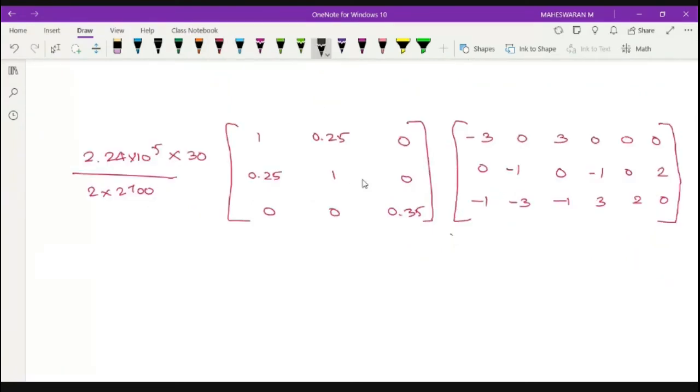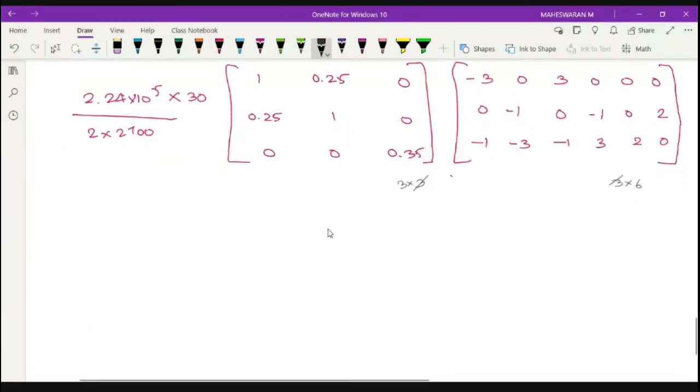Now let me write down the matrix size. This is a 3 cross 3 matrix, and this is a 3 cross 6 matrix. In that case, the inner dimensions cancel, so what we'll get is a 3 cross 6 matrix. Let me write down the terms. Let me identify the common term first. I'm getting around 1244.4 as my common term, into the matrix. Let me multiply it.